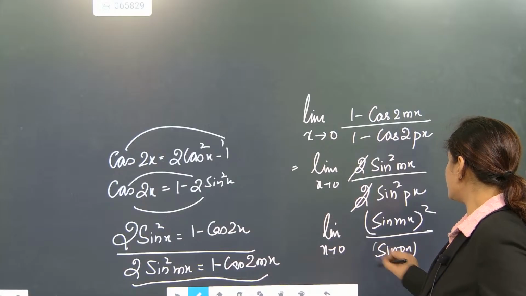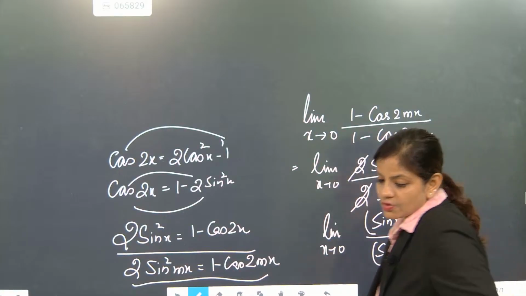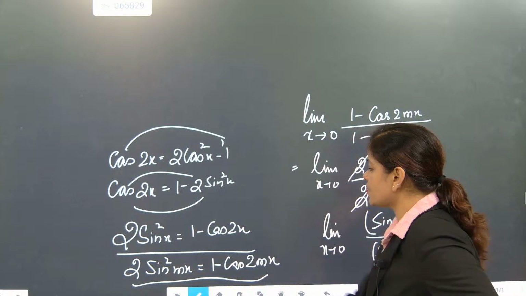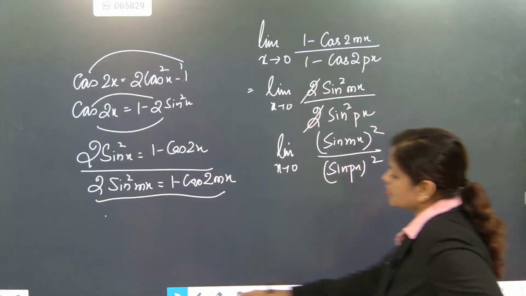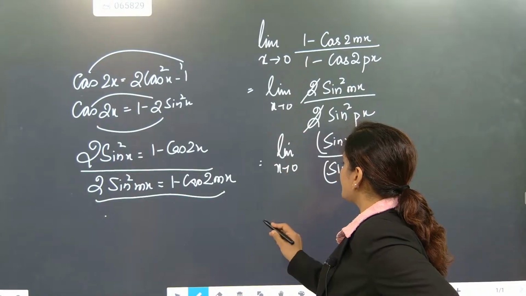So sin px whole square is there. So sin mx whole square is there and sin px whole square is there. Kamlesh, are you there? Gagan, are you there in the group, please? So now look here. Once you have written this one, now look here.